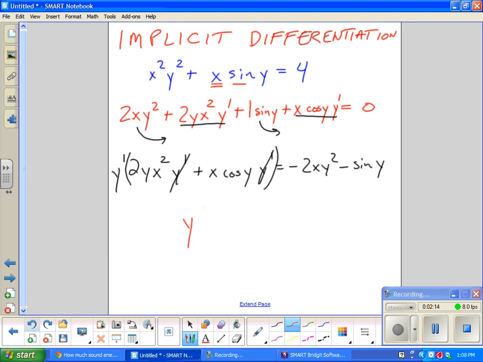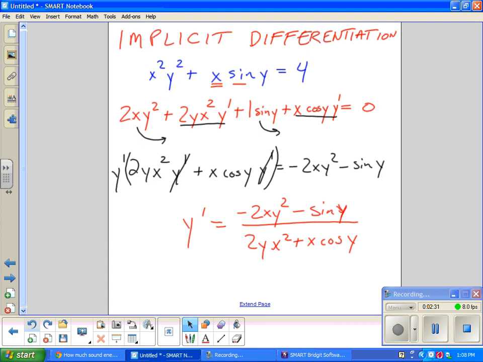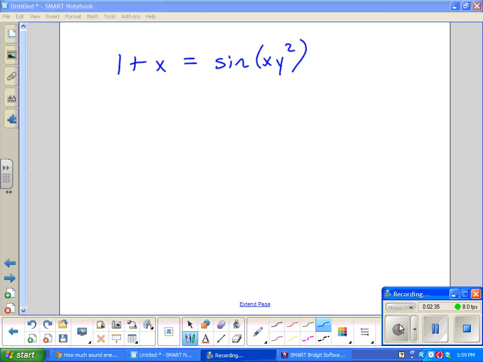So y prime equals negative (2xy squared plus sine y) all over (2y x squared plus x cos y). And we have just found the first derivative of the above curve. Okay? We found dy/dx. All right. So again, we want to find dy/dx.